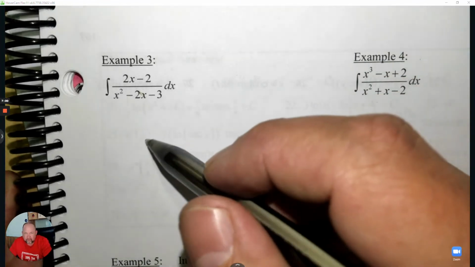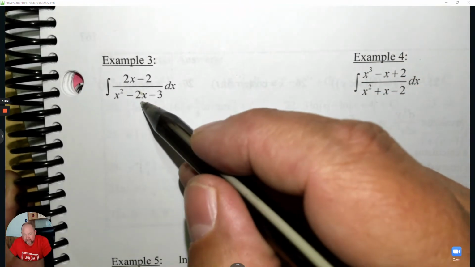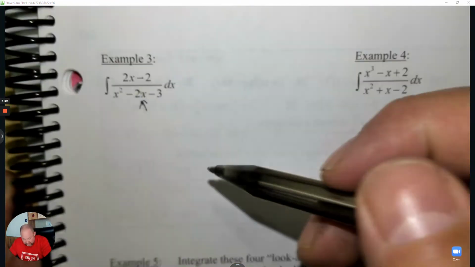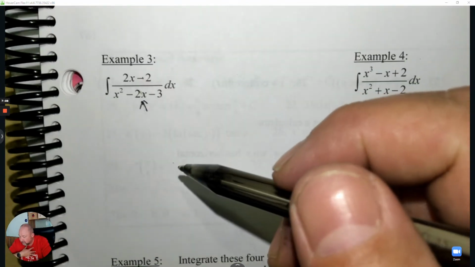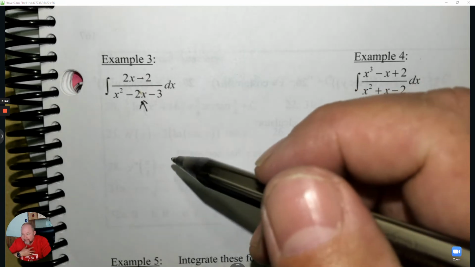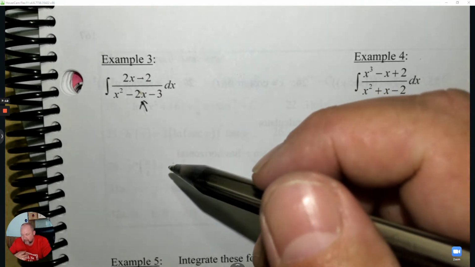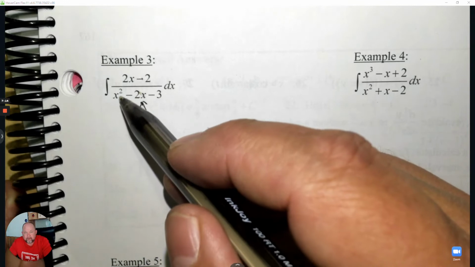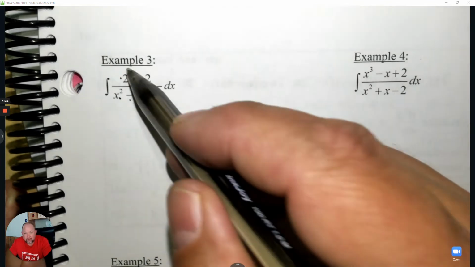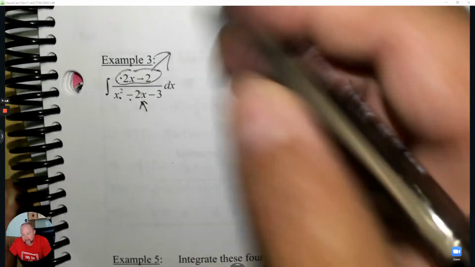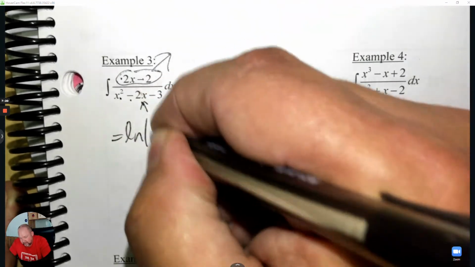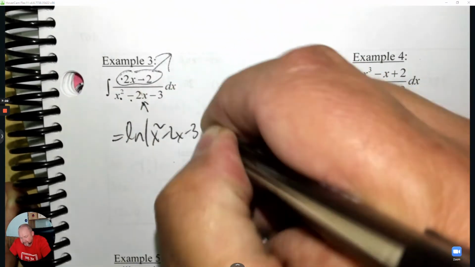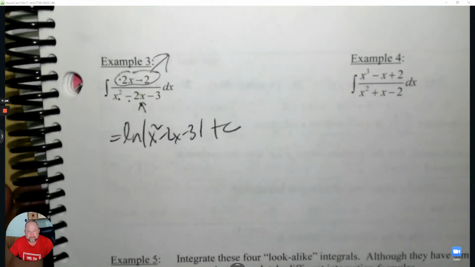And before we get too cute in terms of doing partial fractions, we need to see if the derivative of the bottom matches the top before we do anything else. So we have to focus on these lookalikes to make sure we're going in the right direction. So the derivative of x squared and -2x is 2x minus 2. This is just a logarithm, and use the denominator. Done.